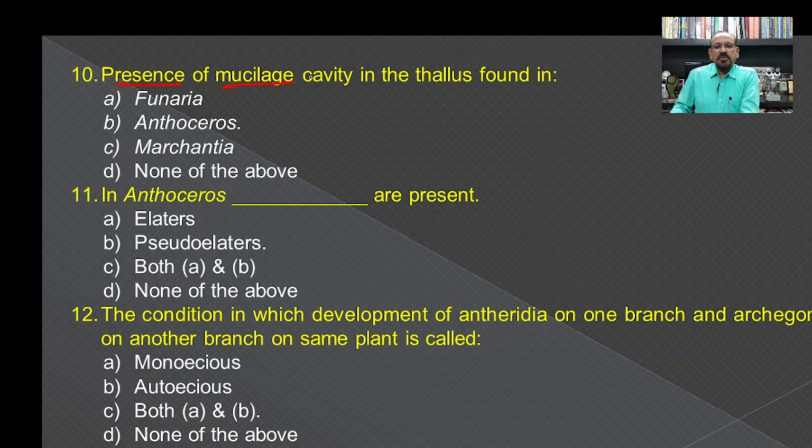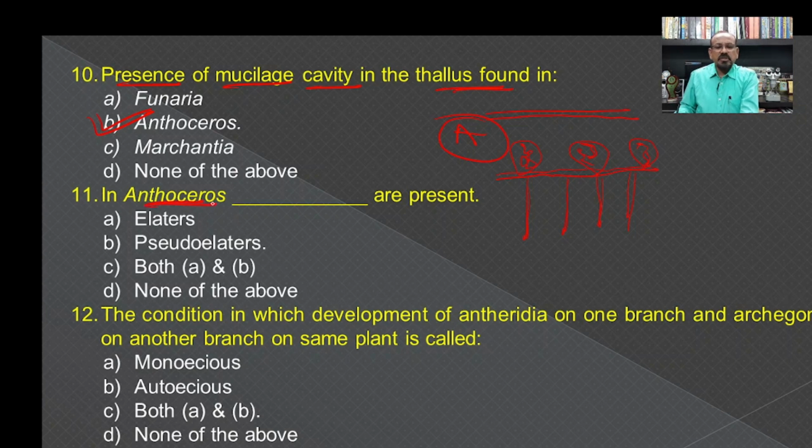Then, presence of mucilage cavity in the thallus is found in. If you see the thallus structure of Anthoceros, here there is development of rhizoids from the lower epidermis, that is simple rhizoids, and here there are certain cavities known as mucilage cavities, which contain cyanobacteria, or blue green algae. So this is a characteristic feature of Anthoceros, and hence B will be the correct answer for this question.